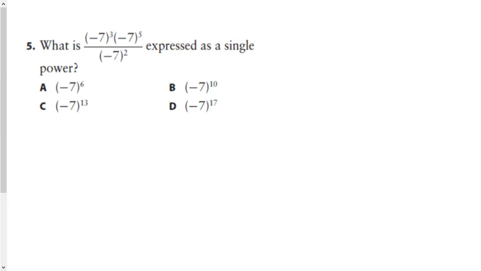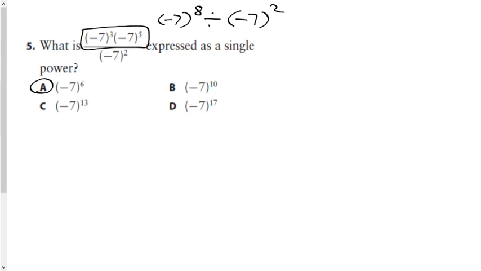Question 5, what is negative 7 cubed times negative 7 to the 5 divided by negative 7 squared? When you multiply 2 powers that have the same base but different exponents, what do you do? You keep the base and add your exponents. And what do you do when you have 2 powers that you divide? Correct. So we're going to end up with A, negative 7 as a base to the exponent of 6 as a single power.